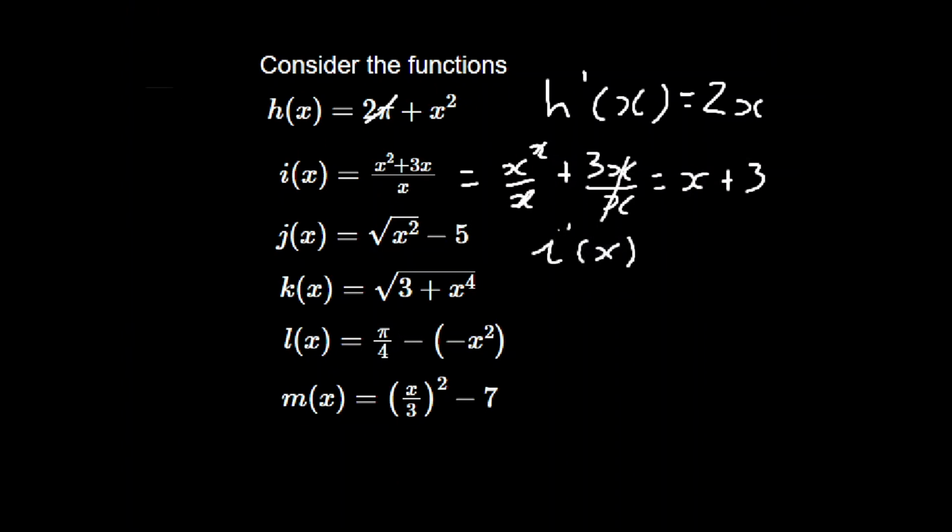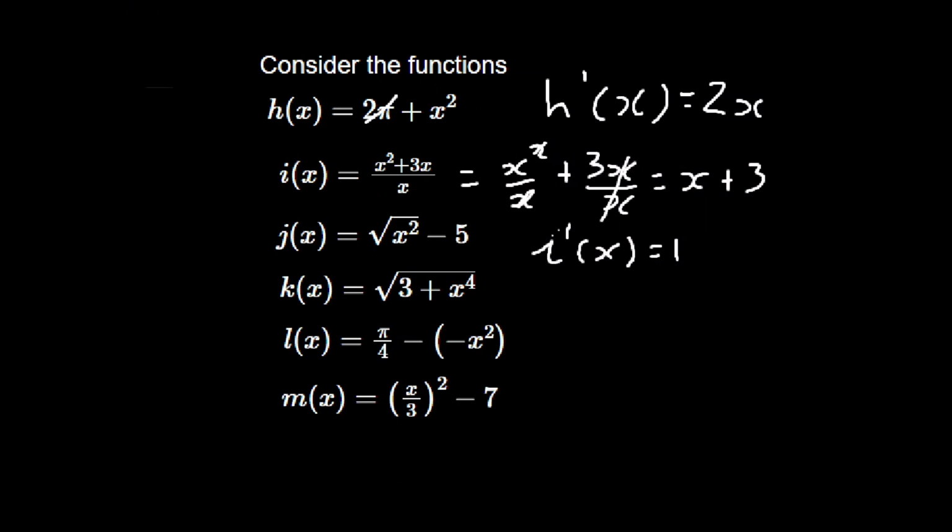So what is i dot of x, given that we've found the derivative of it? Well, the x is really simple. That's just going to be 1. And then the 3 is the same case as before. It's like trying to find the derivative of a constant, so that's going to be 0. So in this case, i prime of x is going to be equal to 1. Nice and easy here.